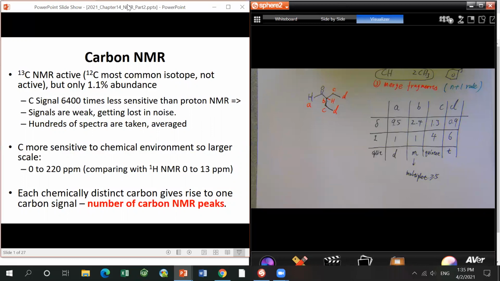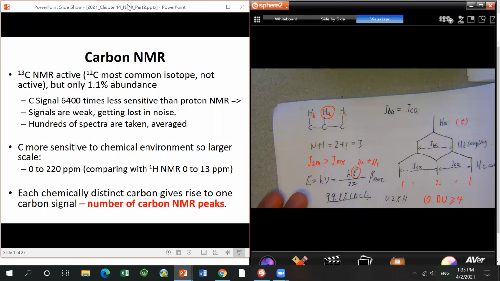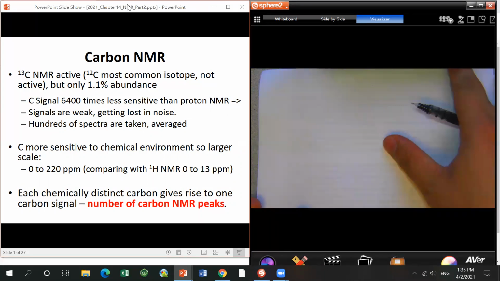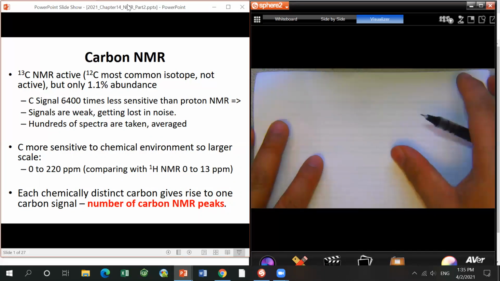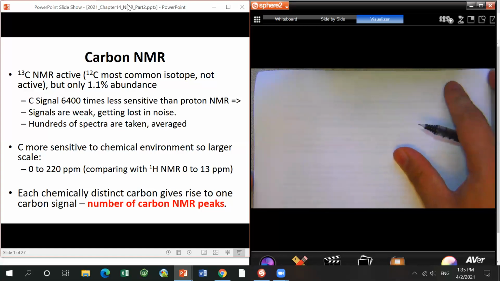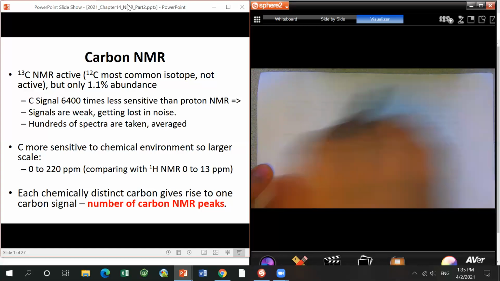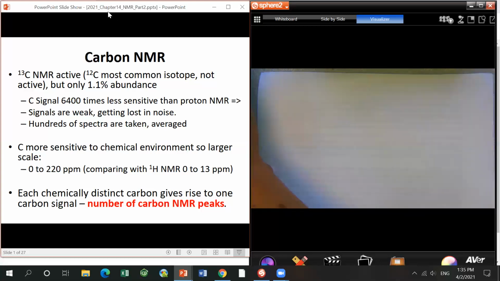NMR can not only record proton signals, it can also report carbon signals, telling how many different carbons are in one molecule. But carbon NMR is different from proton NMR. In proton NMR you record just the most abundant isotope, the proton, from hydrogen.